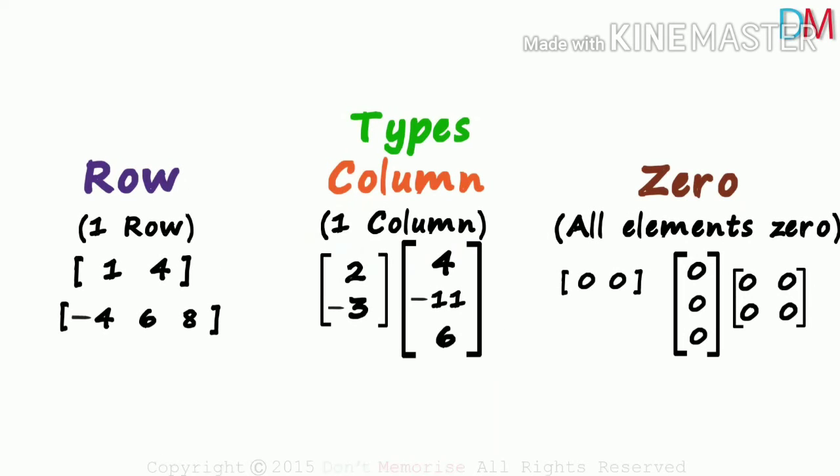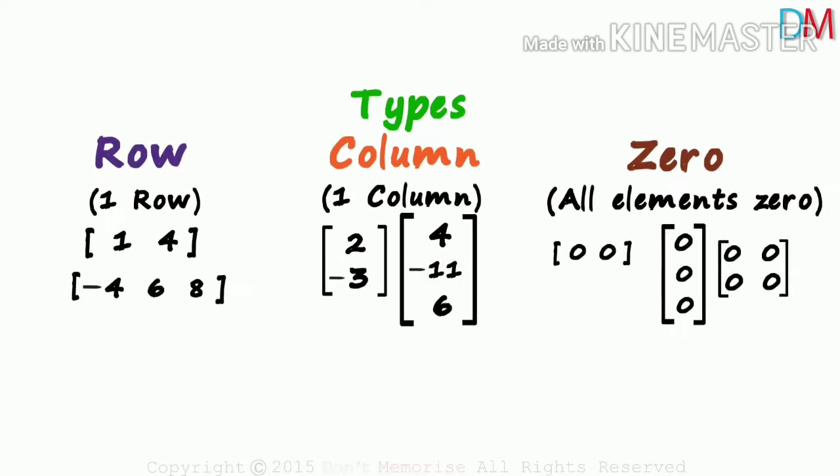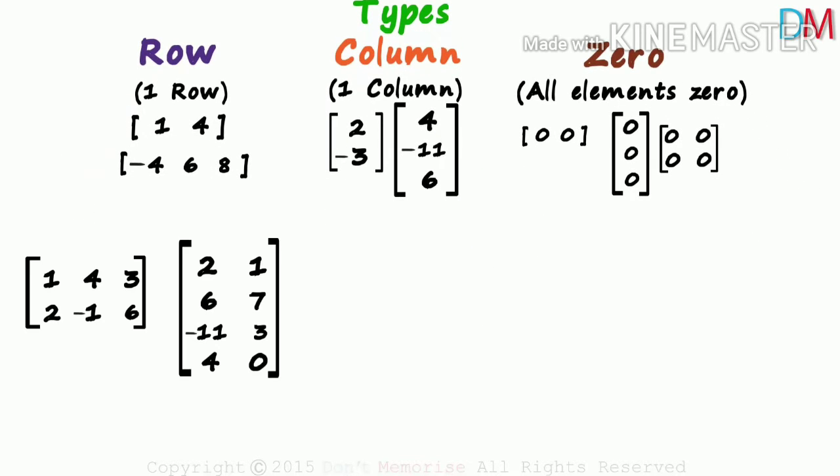These were the three types of matrices we had seen previously. A row matrix is a matrix which has just one row. A column matrix is a matrix which has just one column. And a zero matrix is a matrix in which all its elements are zero. Now let's zoom out to see two matrices. The first matrix has 2 rows and 3 columns. And the second one has 4 rows and 2 columns.